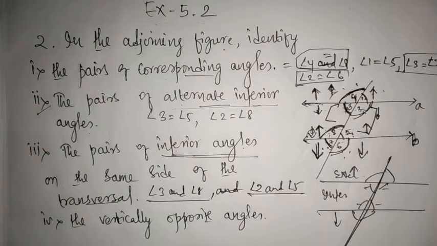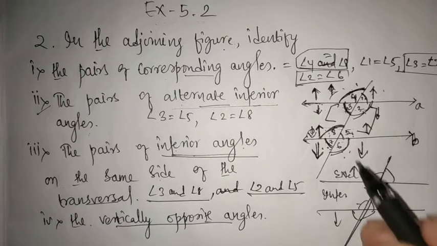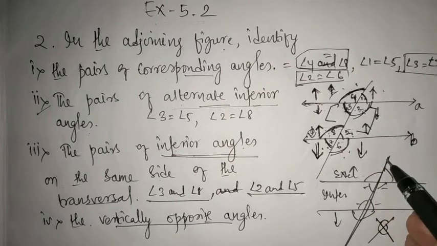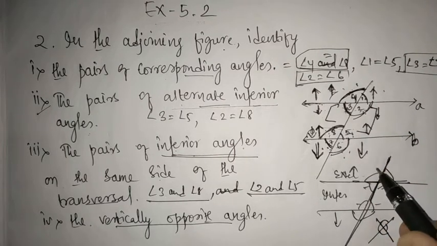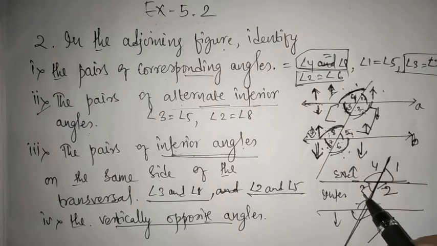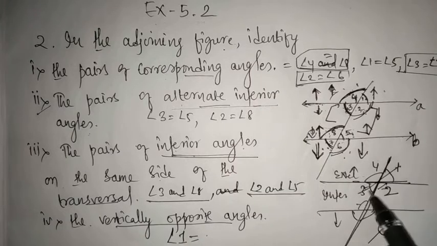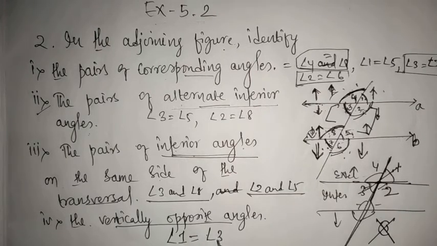You people are understanding. Next we have the most common thing, vertically opposite angles. To have vertically opposite angles, you don't need a parallel line, just an intersecting line. If the two lines intersect, then vertically opposite angles will form. In this condition, 1, 2, 3, 4. Angle 1 is vertically opposite to angle 3, so angle 1 is equal to angle 3, and angle 2 is equal to angle 4. This is one pair of vertically opposite angles.